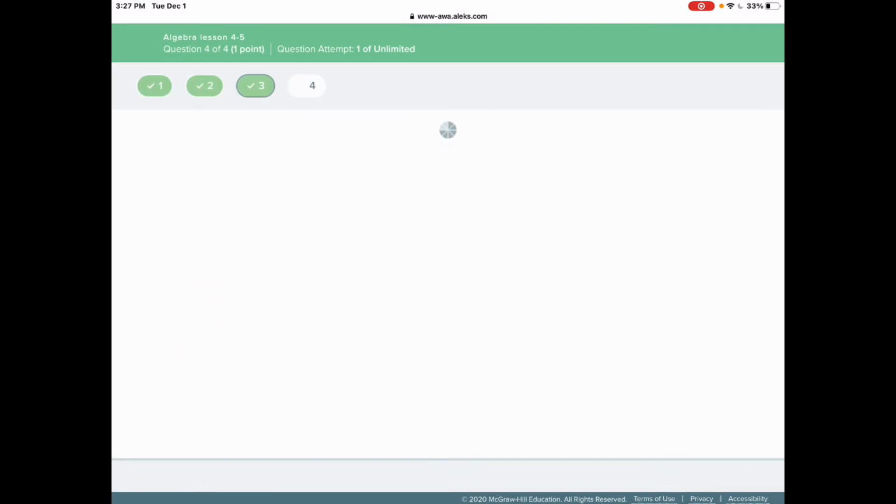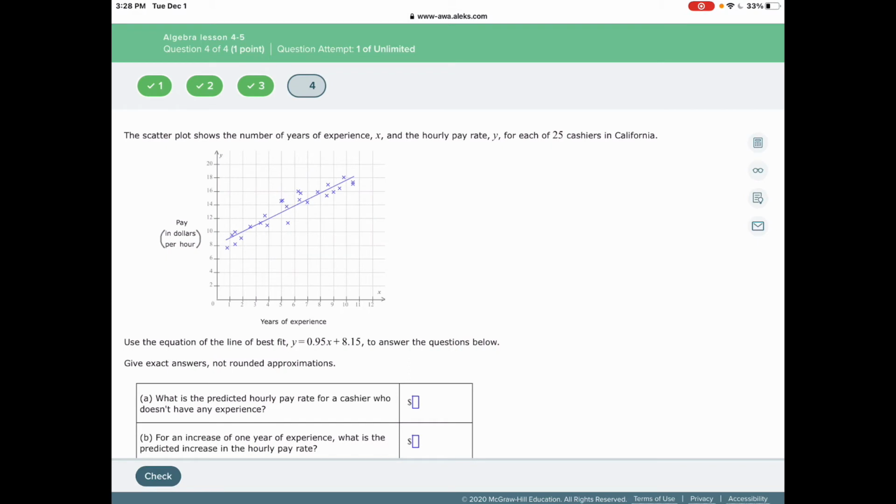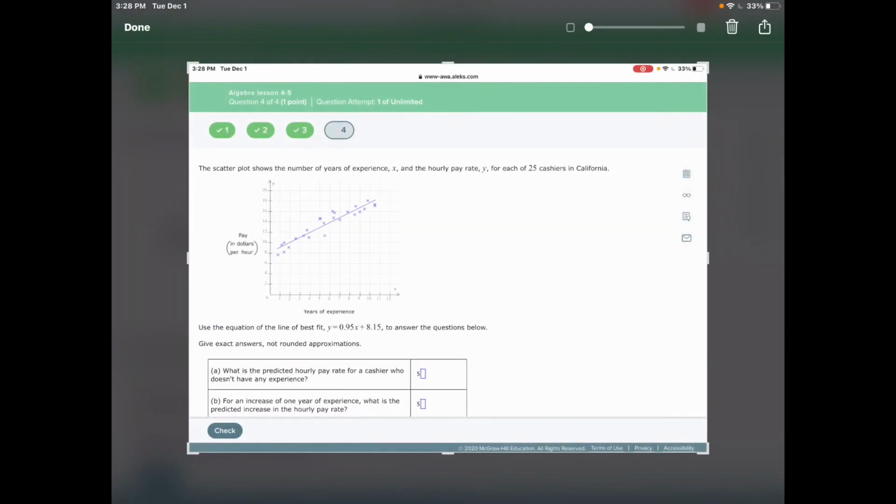And the following one says, the scatter plot shows the number of years of experience and the hourly pay rate, Y, for each of 25 cashiers in California. So I'm looking at this going, okay, it looks like as we get more years of experience, we're getting more pay in dollars per hour. So we're going to use the equation of the line of best fit, Y equals 0.95x plus 8.15, to answer the questions below. So let's understand something about this equation before we go any further.